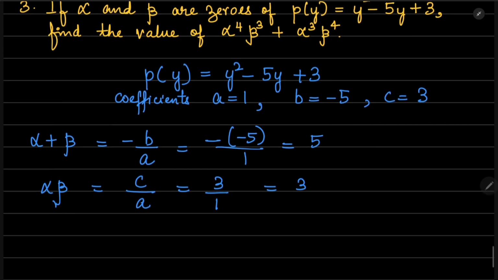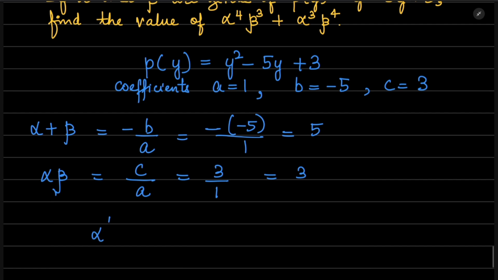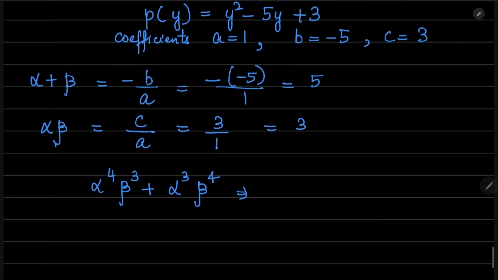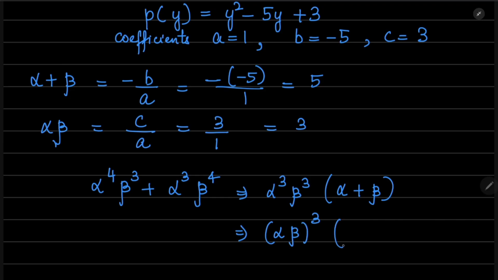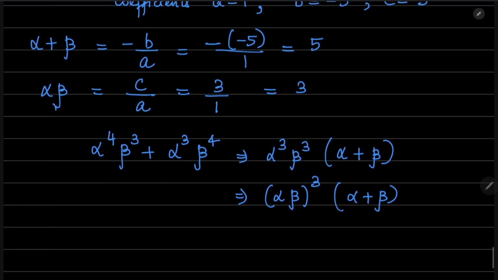What you have to find? You have to find the value of alpha to the power 4 beta cube plus alpha cube into beta to the power 4. Okay, what is common? I can take alpha cube, beta cube common. So you'll have alpha plus beta left over. Okay, this is nothing but, I can write alpha cube, beta cube as alpha beta the whole cube multiplied by alpha plus beta. So I have to always make sure I have it in the form of sum of zeros and product of zeros. So what is the product of zeros? Alpha beta is 3. So 3 cube.